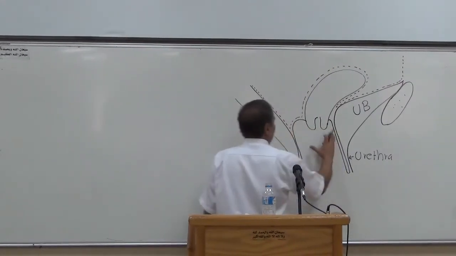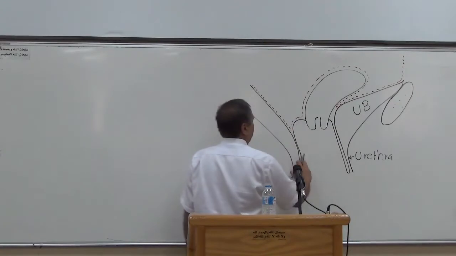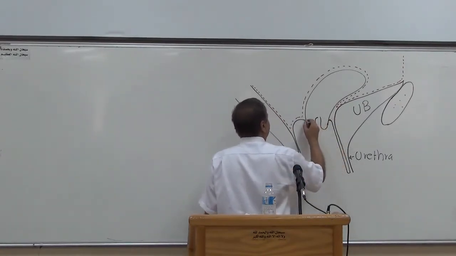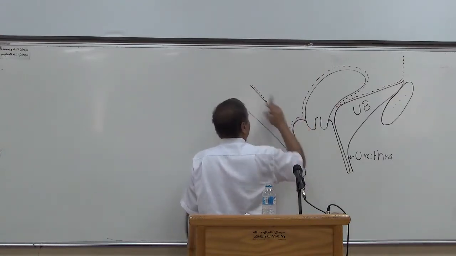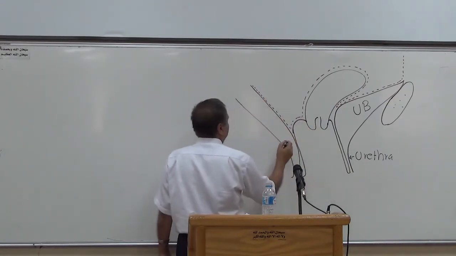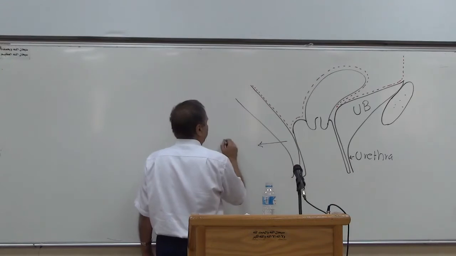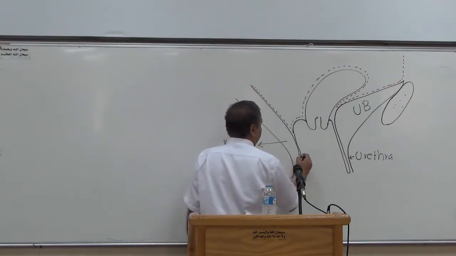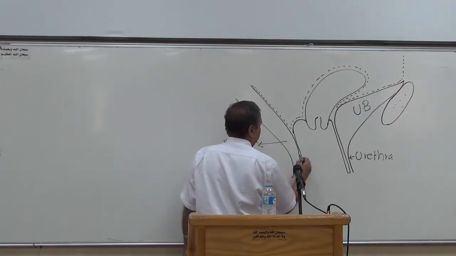And this is the anterior wall of the vagina. This is the posterior wall of the vagina. This is the anterior vaginal fornix. And this is the posterior fornix. Behind it, I will find here, this is the rectum. And between the anal canal and the vagina, this is the perineal body.